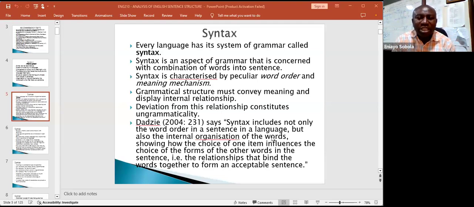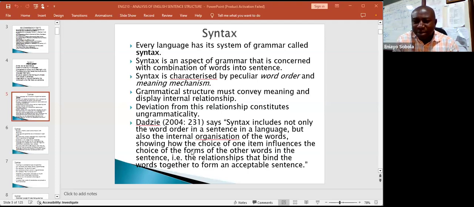In forming the word order, there is some relationship. There is some internal organization showing how the choice of one item influences the choice of the forms of the other words. Listen, it does not say how the choice of one item influences the choice of other items. No. You see, how the choice of one item, one word, influences the choice of the forms, meaning that the words have different forms in the sentence.